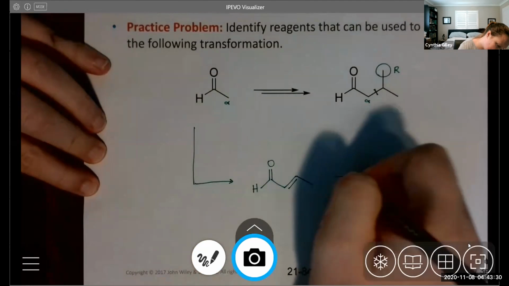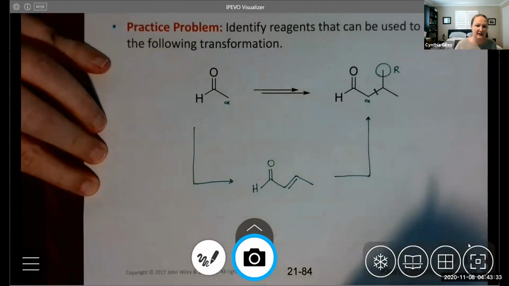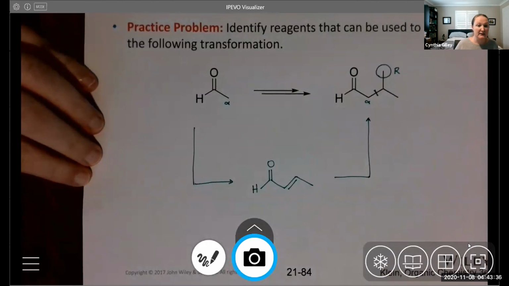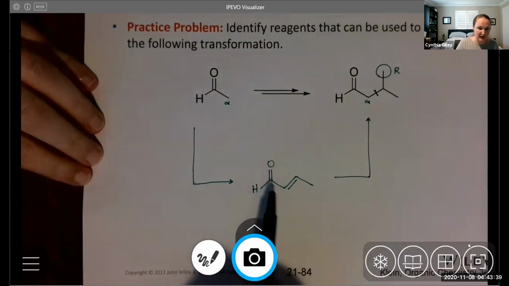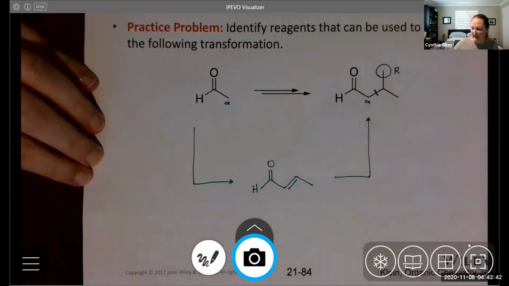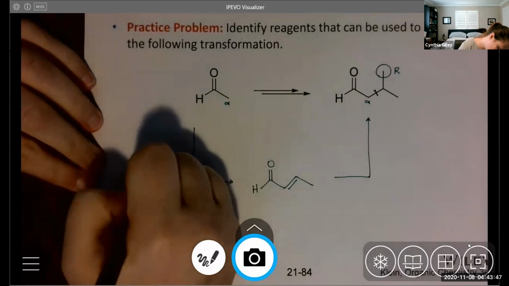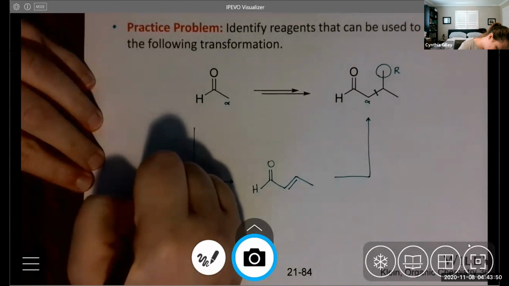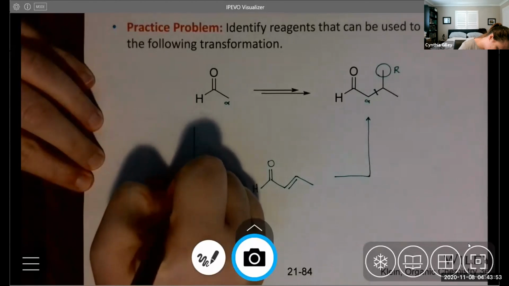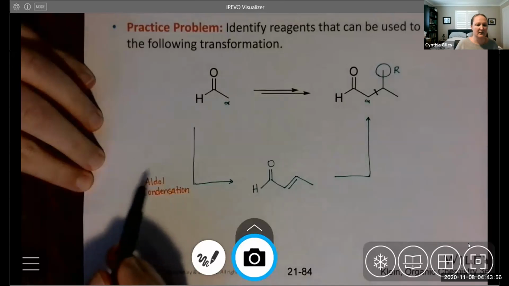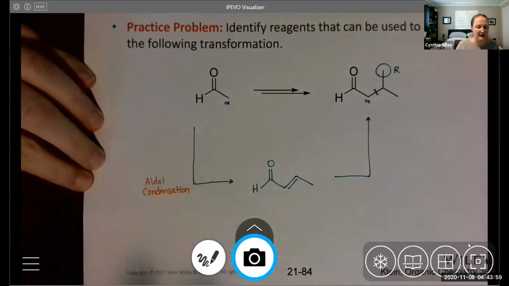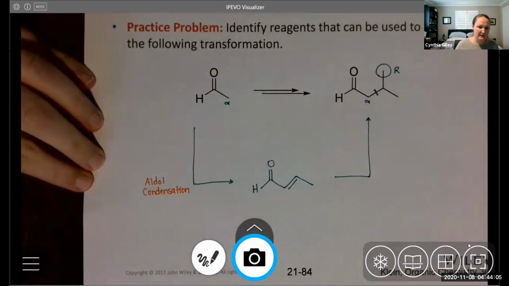Okay, so then we might think about how we can make that and how we can use that to make the product. Recall that alpha beta unsaturated aldehydes are made through aldol condensation reactions. So in this case, we're going to want to do an aldol condensation. It's always good to think about the reaction that you're going to be using, because it helps you come up with the correct reagents and focus on the reaction of choice.